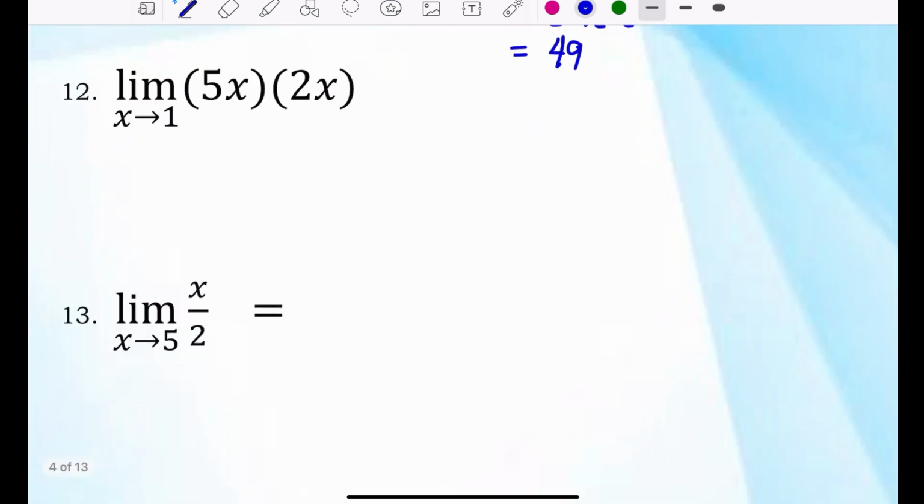Number 12. The limit of 5x times 2x. So this is equivalent to the limit of 5x times the limit of 2x where x approaches 1.